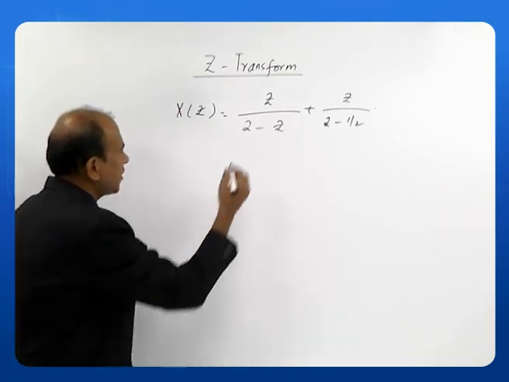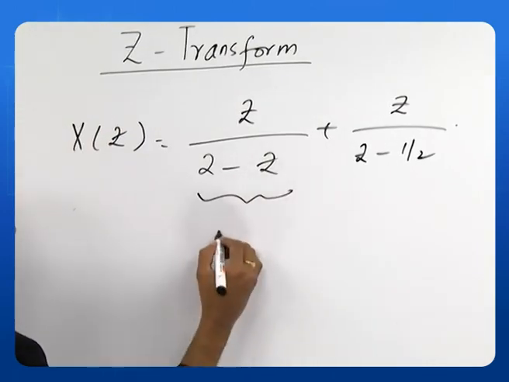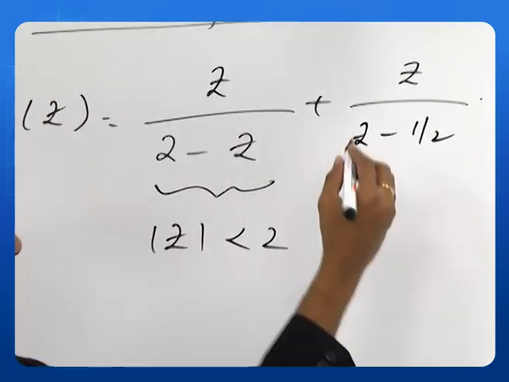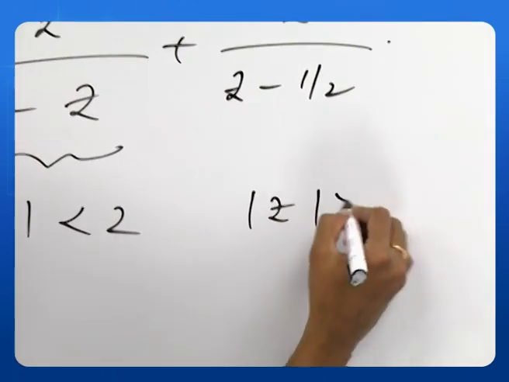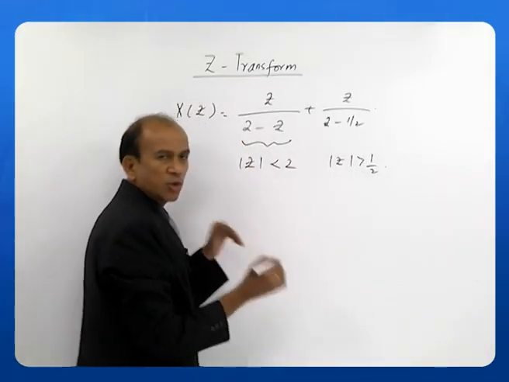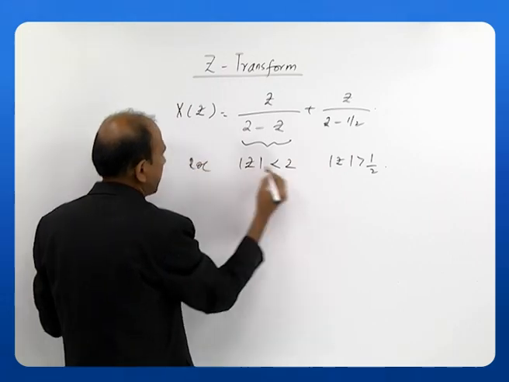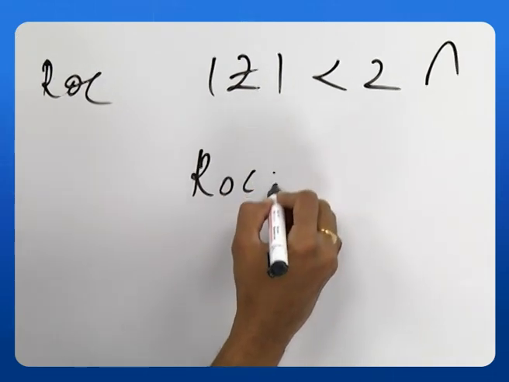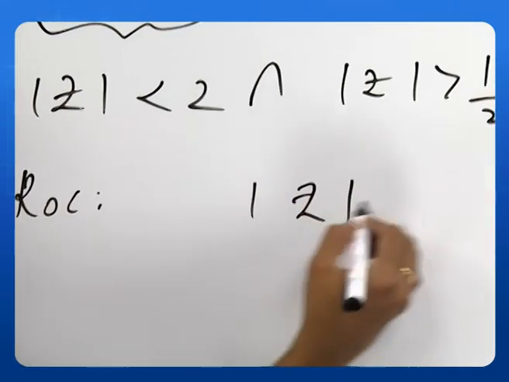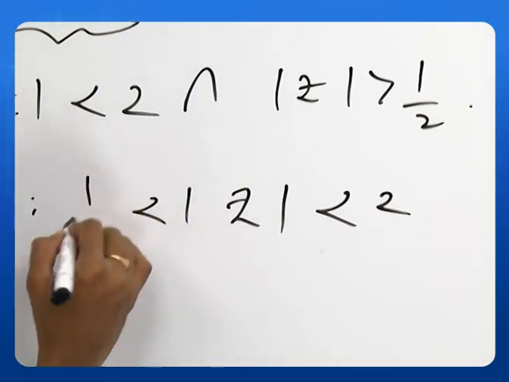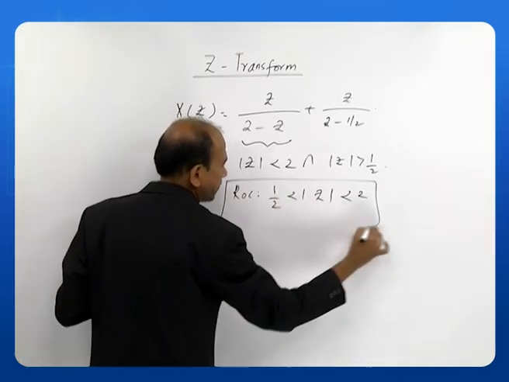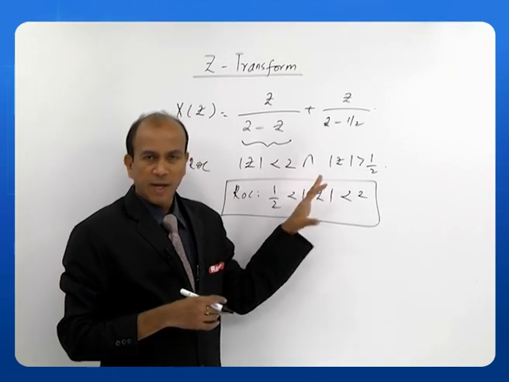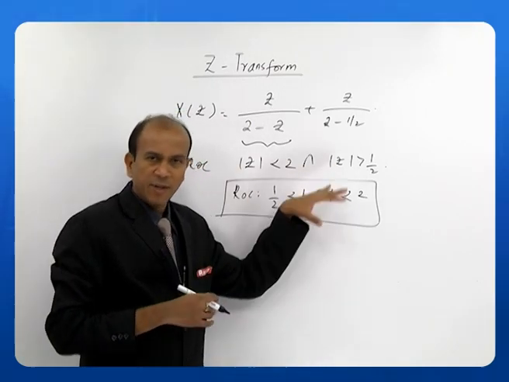So what is the ROC of this now? The ROC for this is z is less than 2 here, whereas the ROC for this is z is greater than half. So the total ROC will be the intersection of these two. So total ROC for this will be z will lie between 2 and half. So this is the overall ROC. Earlier the ROC term may be removed and then you have to add this here.